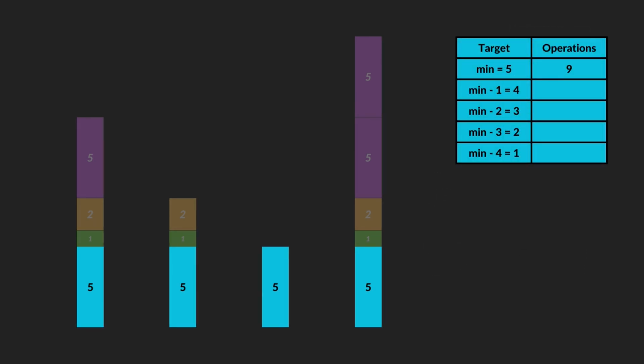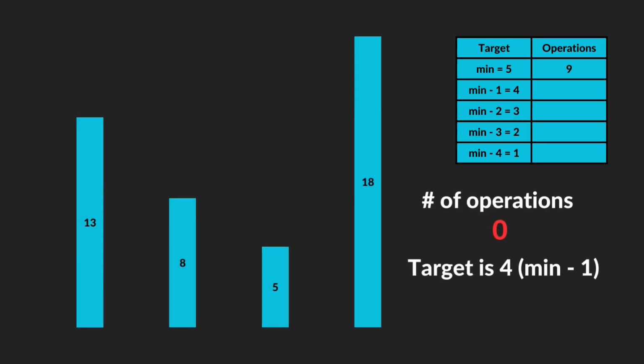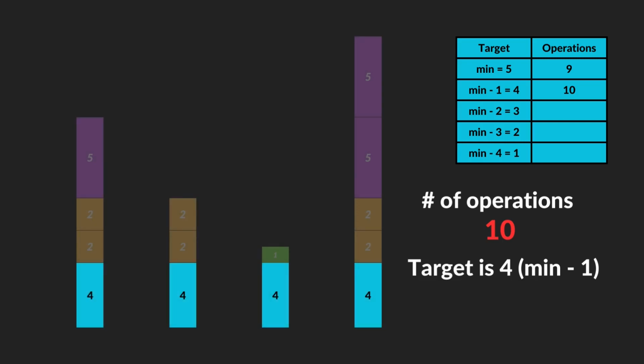All right, let's keep track of our operations versus our target. We're going to try a few of them. We're going to take our min value and subtract 1 from it to get 4, and that will be our new target to try out. So let's go ahead and reset and try our target at 4. And here's what that looks like for a total of 10 operations. So this is actually less efficient than the first time.